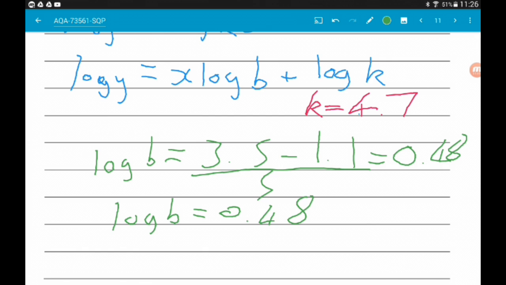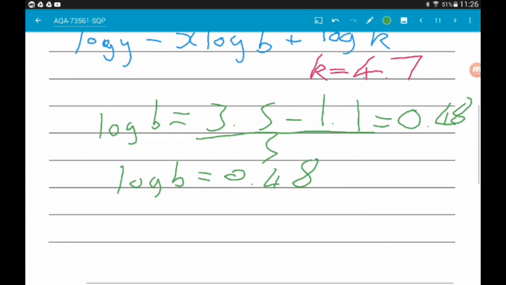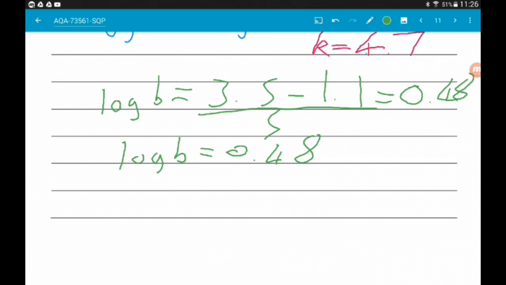So now we need to undo the log to get what b is. Remember, this is log base 10, so we get b is 10 to the 0.488, which is going to give us a nice answer of 3. So there we have it, we found our values of b and k.